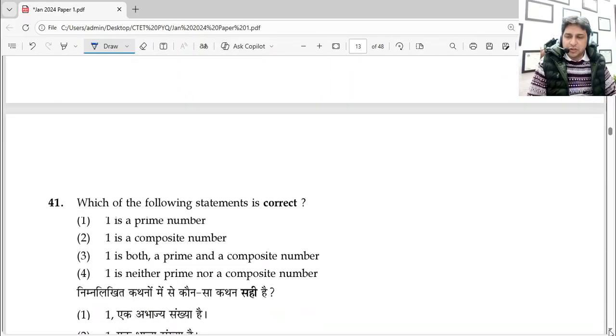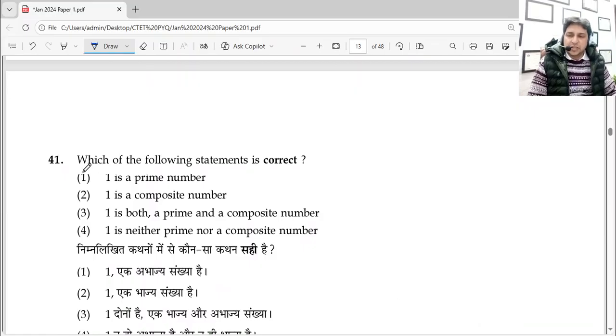The next question: which of the following statements is correct? One is a prime number, no. One is a composite number, no. One is prime as well as composite, no. One is neither prime nor composite, because a prime number's definition says it should have exactly 2 divisors.